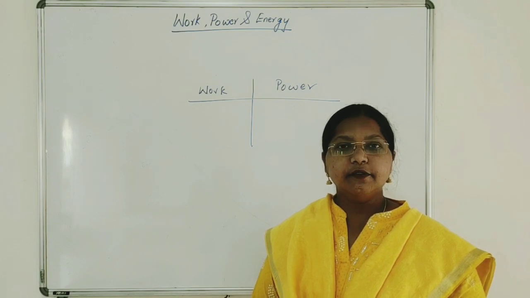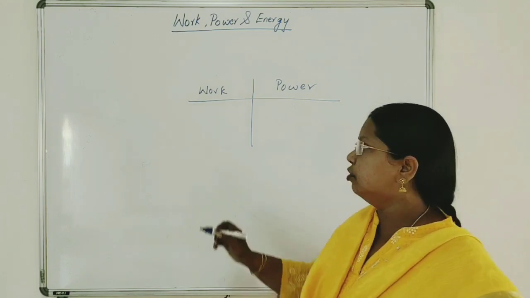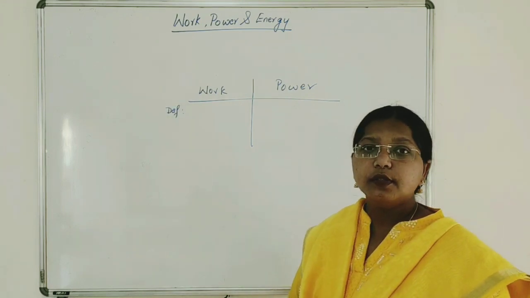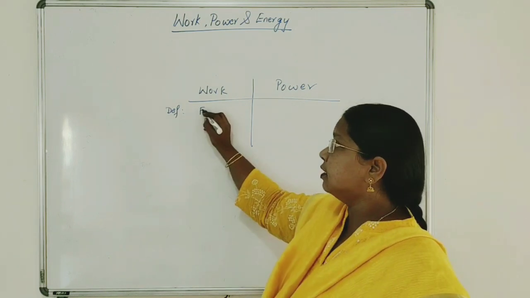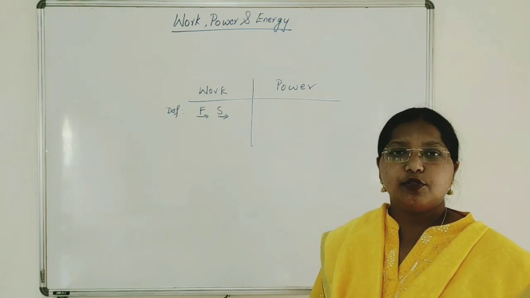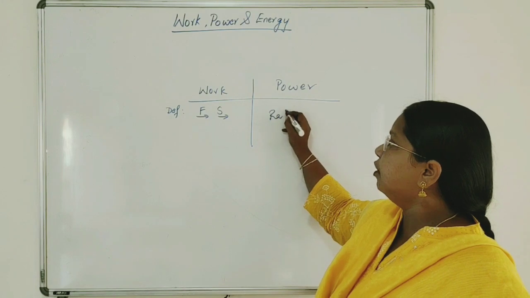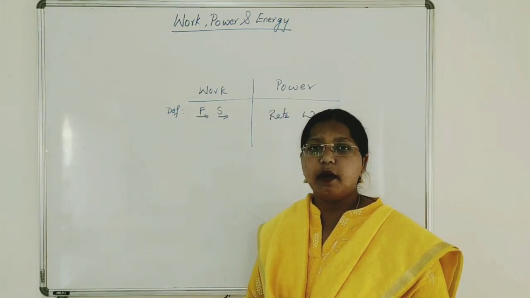Let us see the difference between the power and work. First let us write the definition of work. When force causes some displacement in its own direction, then work is said to be done. What is the definition of power? The rate of doing work is called power.